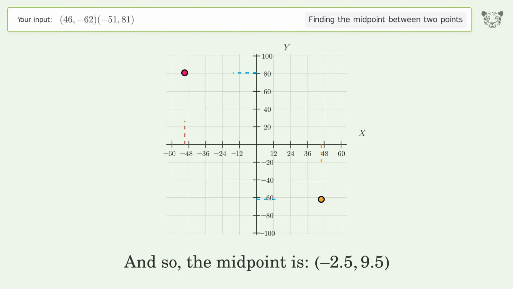And so, the midpoint is negative 2.5, 9.5.